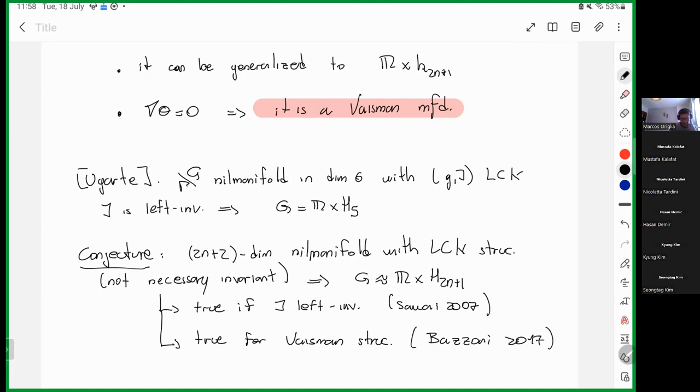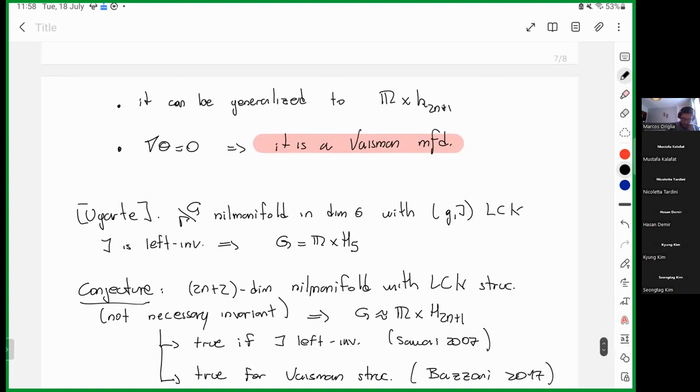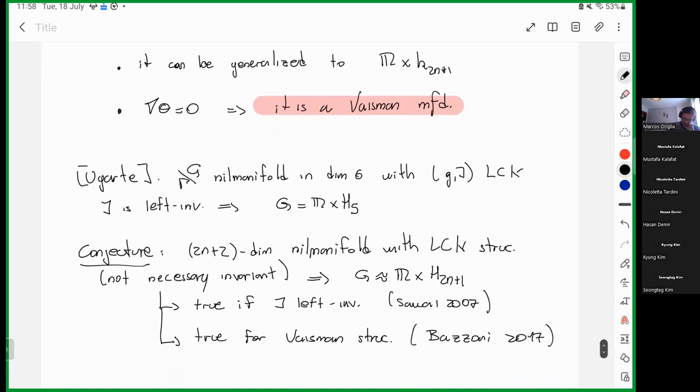So yeah, I was just trying to say that our example is really important in locally conformally Kähler geometry.